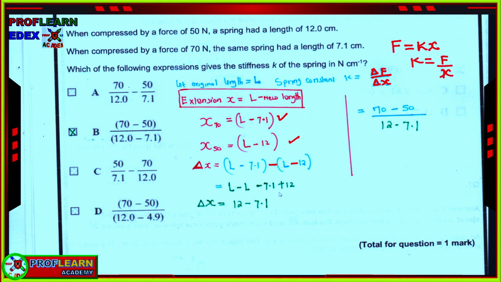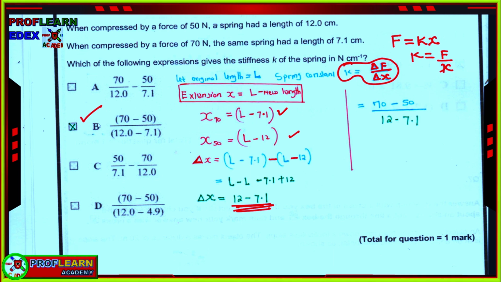This smells like algebra in maths, right? Integers. Then the change in extension here becomes 12 minus 7.1. And the change in force, of course, is 70 minus 50. So using this relation, the spring constant is change in F over change in X. Then our answer is B.